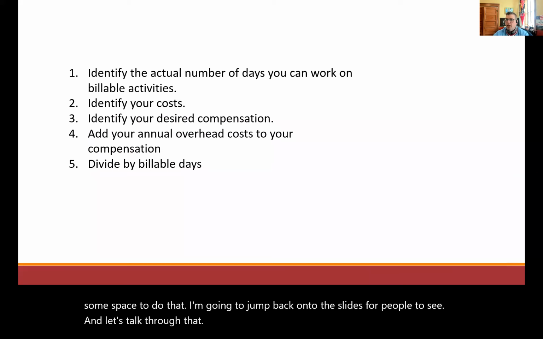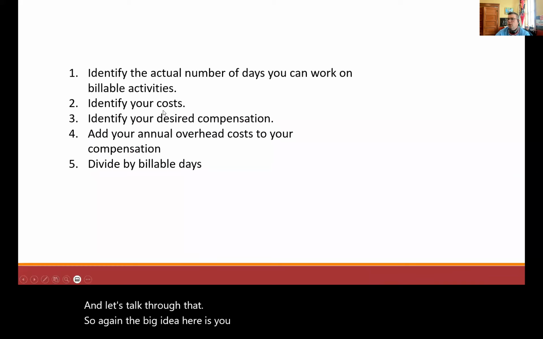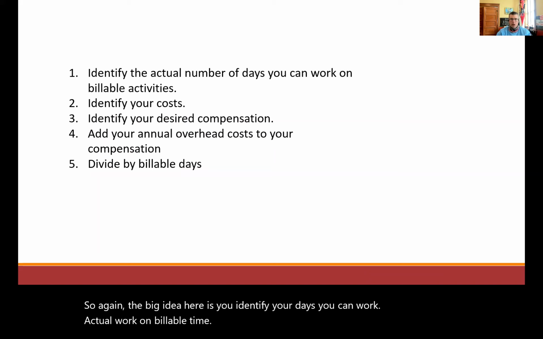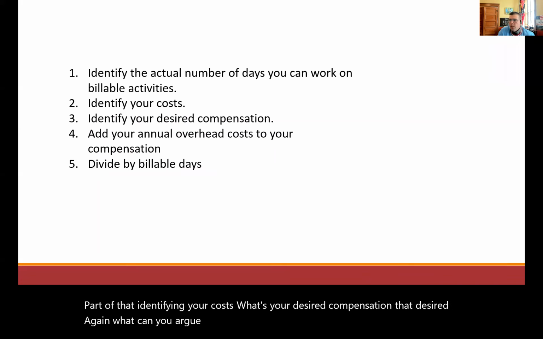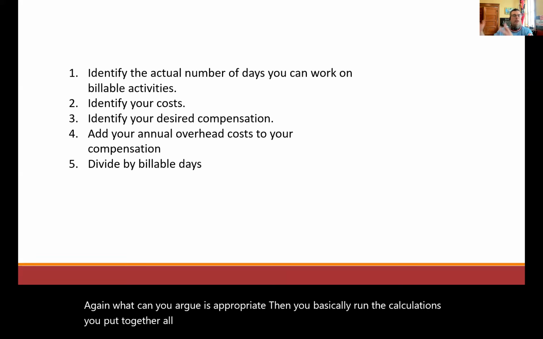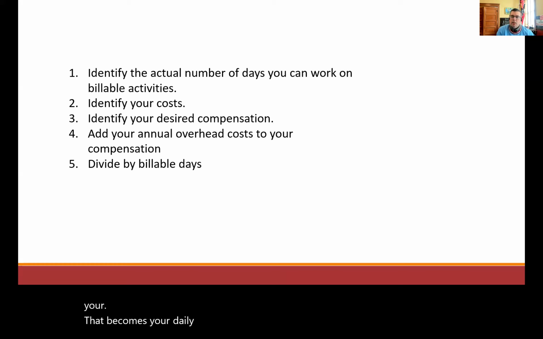So again, the big idea here is you identify your days you can work on actual billable time, identify your costs separately. Part of identifying your costs, what's your desired compensation? Now desired again, what can you argue is appropriate? Then you basically run the calculations. You put together all your costs and divide by your billable days, and that becomes your daily rate. Divided by 8 is your hourly rate. Okay. All right.